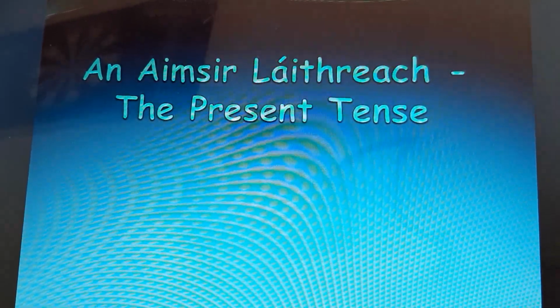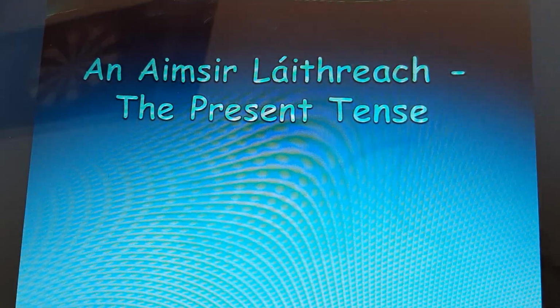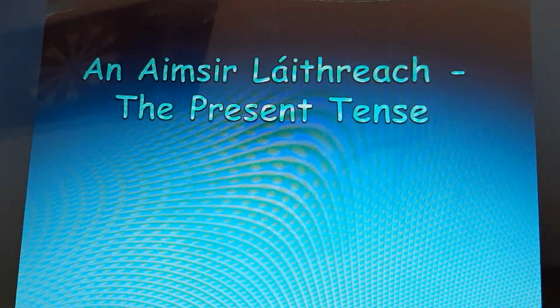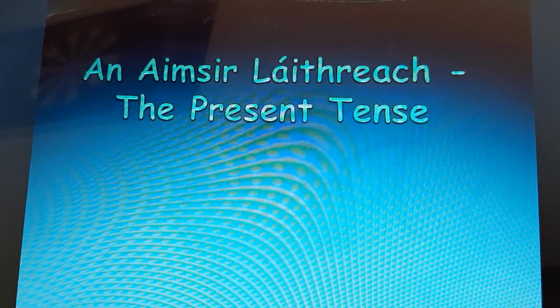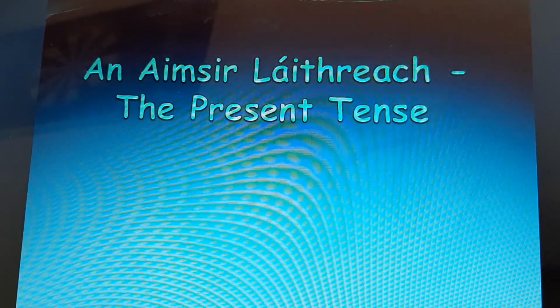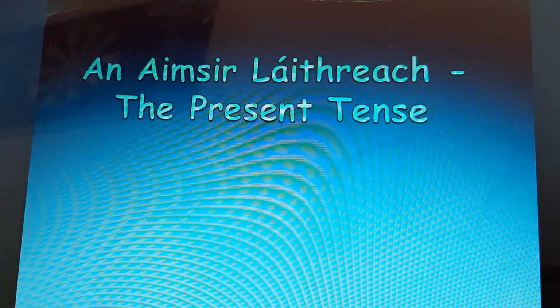Right, so this is the Aimsir Láithreach, the present tense. We did get started on it the week before we finished, and some of these are in different stages. But I'm going to talk you through it from the start by way of revising it, okay?